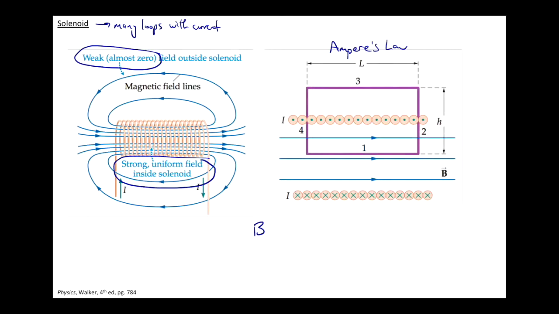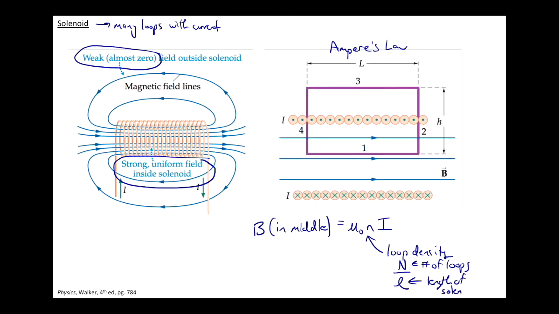So let's see. This is the magnetic field, we'll say, in the middle. So down the center of the solenoid, it's going to be equal to mu naught times little n times I. This little n is known as the loop density. So it is simply the number of loops divided by the length of the solenoid.